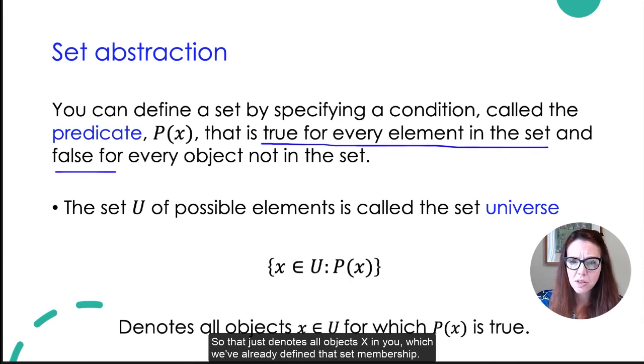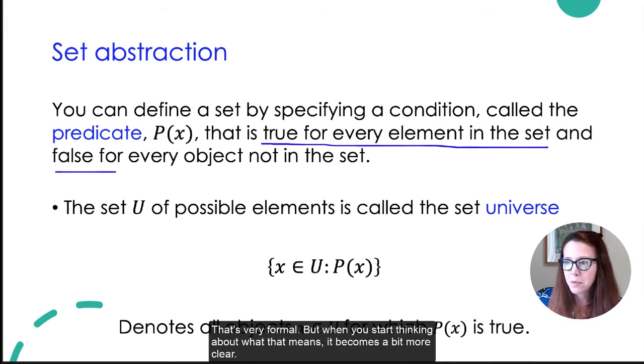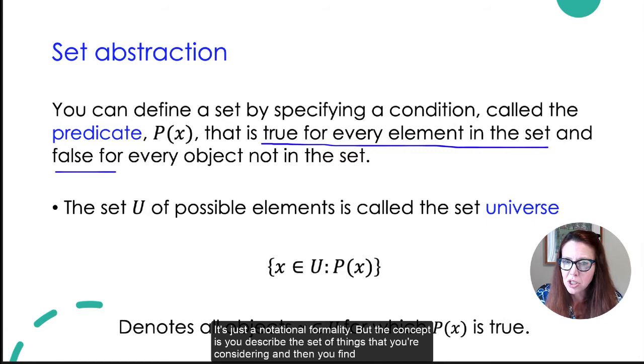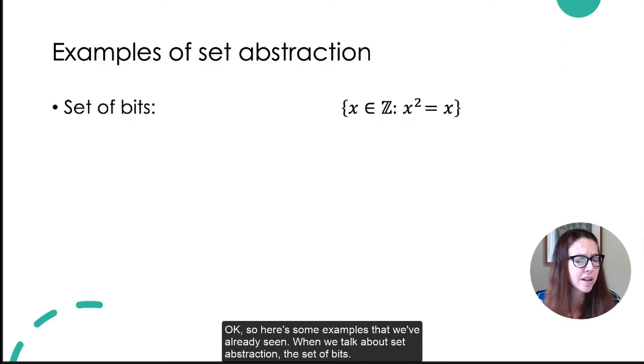So that just denotes all objects X in U, which we've already defined, that set membership, all objects X that are a member of the universe U, for which the predicate P of X is true. Okay, that's very formal, but when you start thinking about what that means, it becomes a bit more clear. It's just a notational formality, but the concept is you describe the set of things that you're considering, and then you find a condition that must be true for them to be a member of the set and false if they're not. Okay, so here's some examples that we've already seen when we talk about set abstraction.